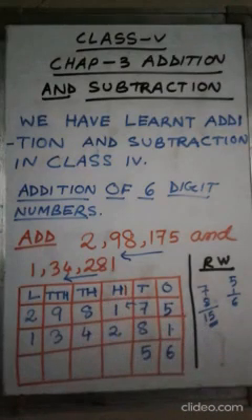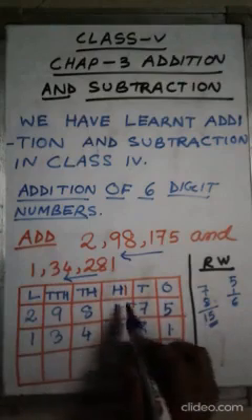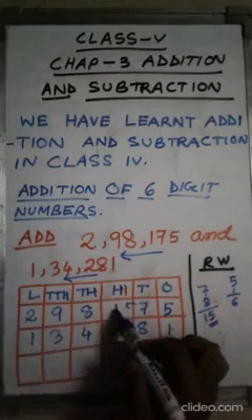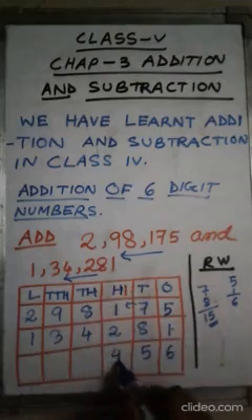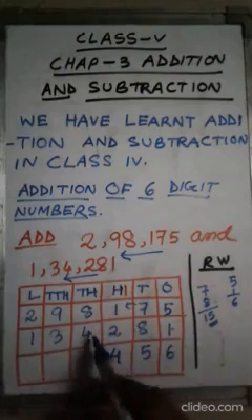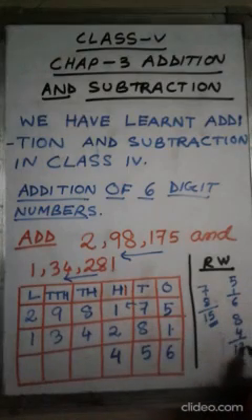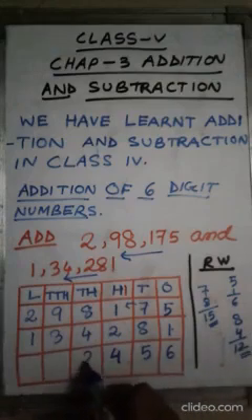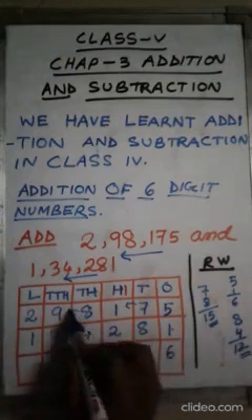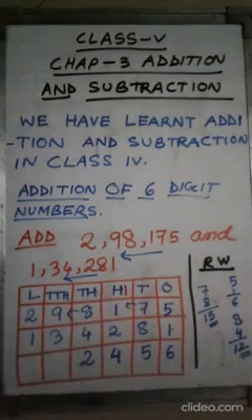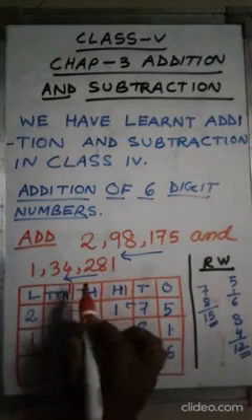Therefore, in hundreds place, if I add 2 plus 1 plus 1, that will be equal to 4. Here also 8 plus 4 is 12. 12, 2 I shall be writing in thousands place, and 1 will be carried forward to 10,000s place. Here I shall write 1 for carry.